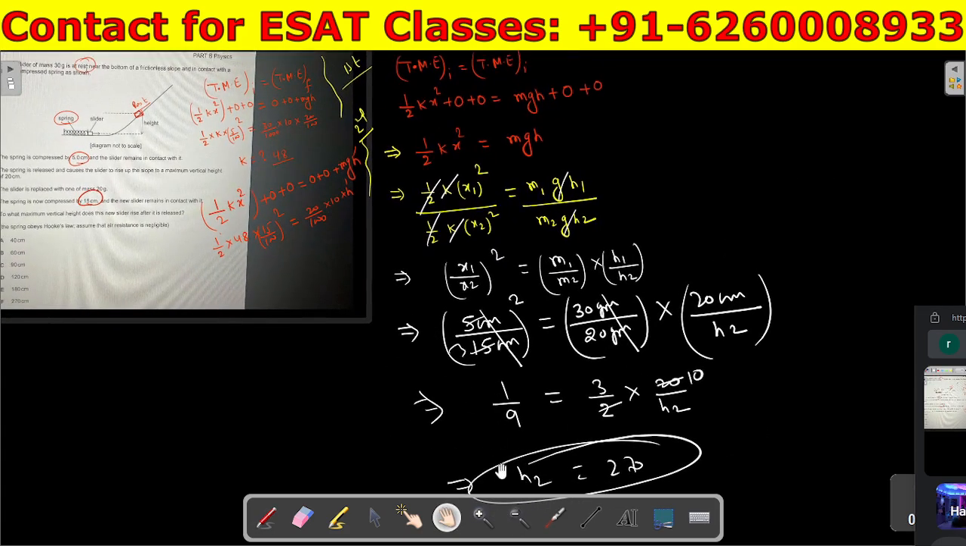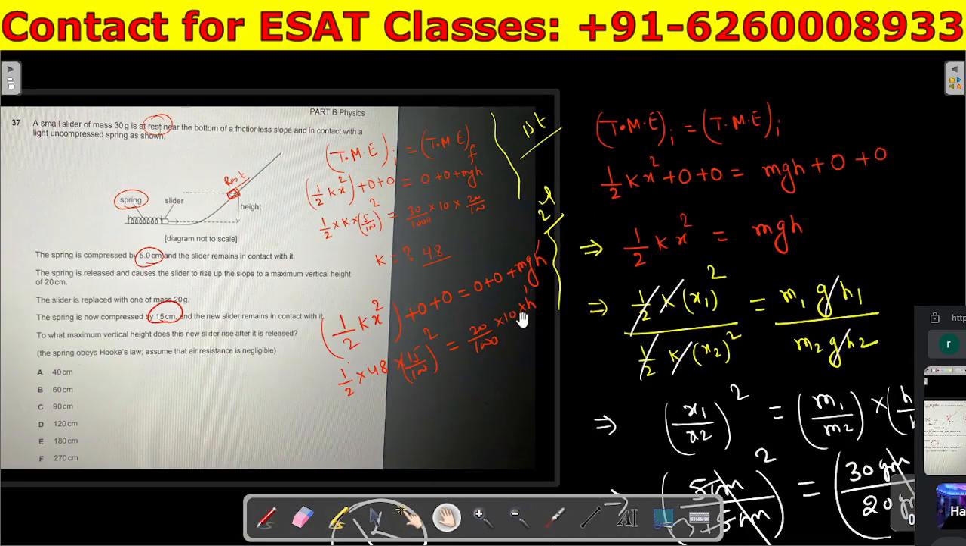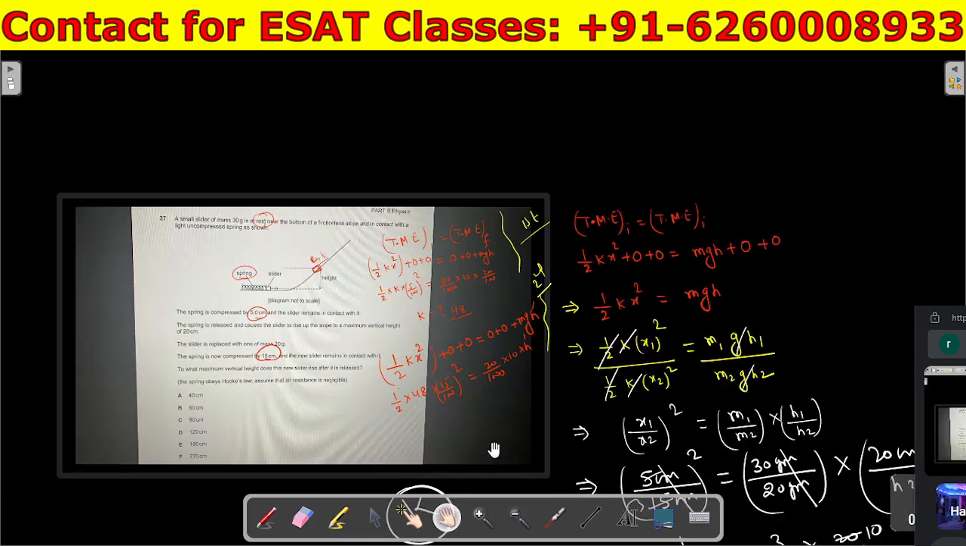Any doubt? So see, in this manner we are avoiding finding k, we are avoiding the unit conversion, and that's the concept here. And I think you know why I have applied total mechanical energy conservation here, because there is no non-conservative internal force and there is no external force. So in this case my total mechanical energy will get conserved. Is it okay?